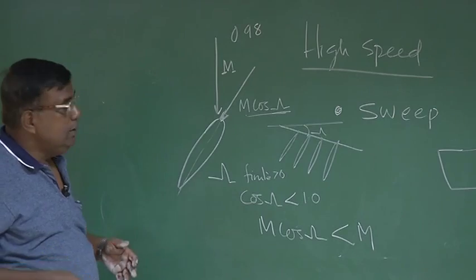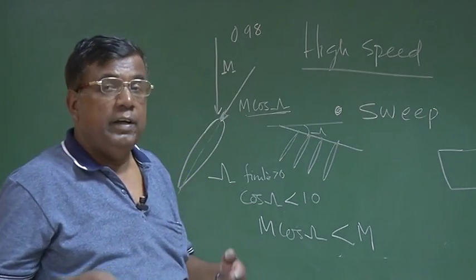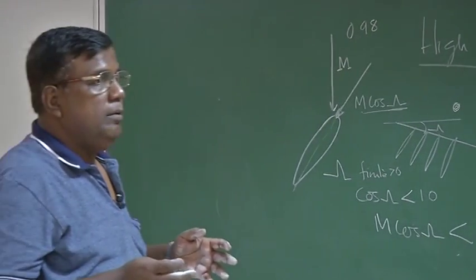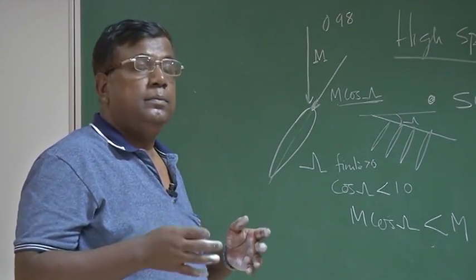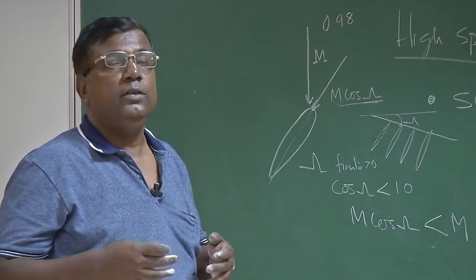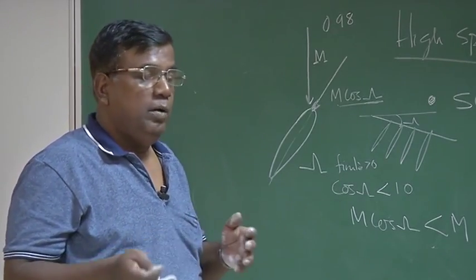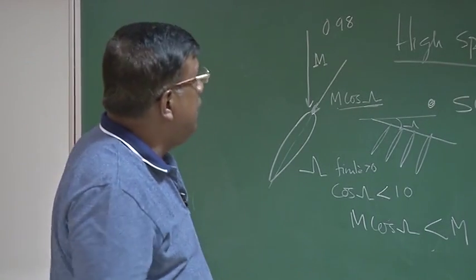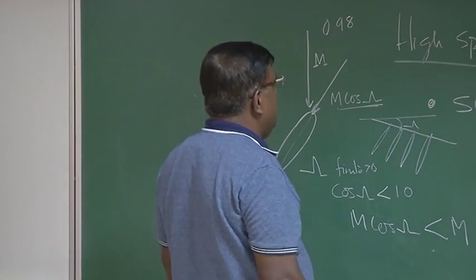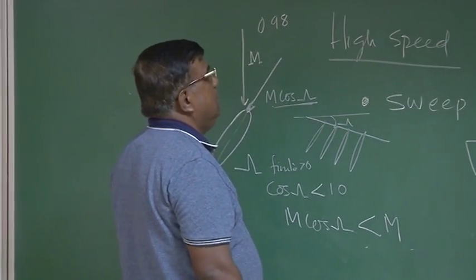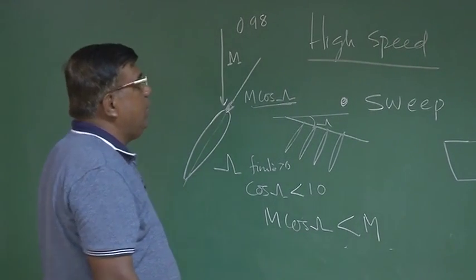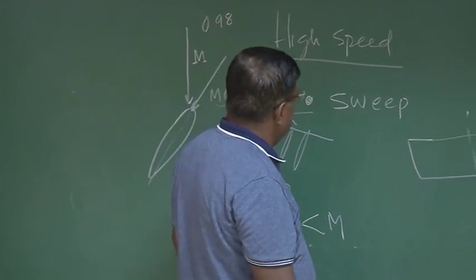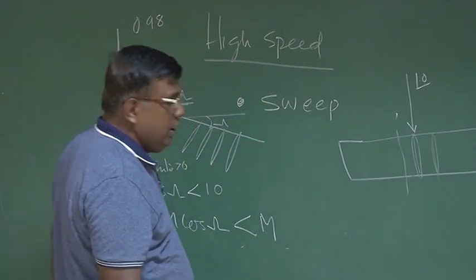So you're reducing the drag and increasing the effectiveness, in the sense that whenever you are near a sonic Mach number, a shock wave will come, and that will interact with the boundary layer. Not only is there loss of lift, but also drag, and vibrations also may come. So you are avoiding that. I'm explaining in a very loose way, since we have not talked about anything high speed yet. So this is the way sweepback has become very popular.